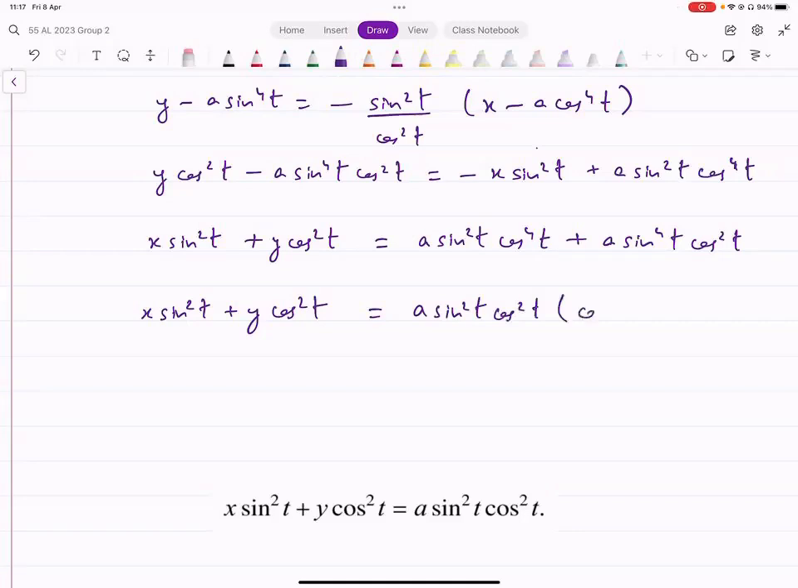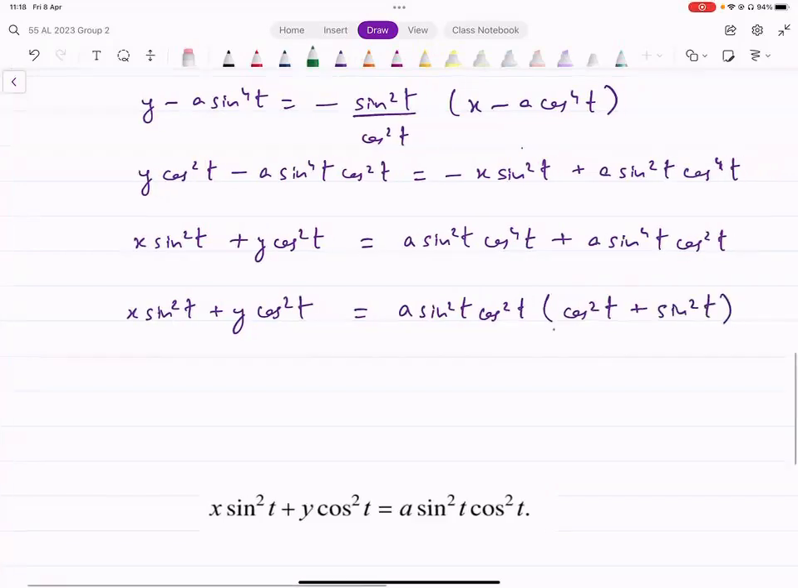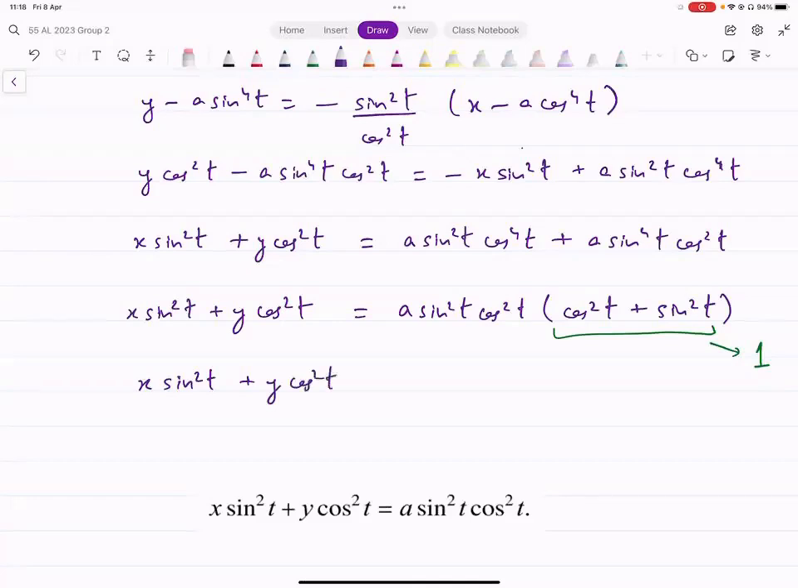What are we left with? Cos square t plus sin square t, and that is 1. ये चीज क्या होती है? We know cos square plus sin square, that equals 1. We have the identity. ये तो 1 हो जाएगा. What are we left with? We're left with x sin square t plus y cos square t equals a sin square t into cos square t. This is what we had to show.